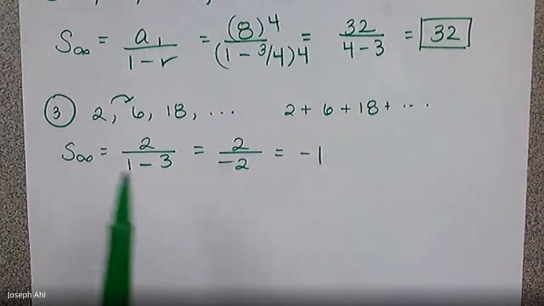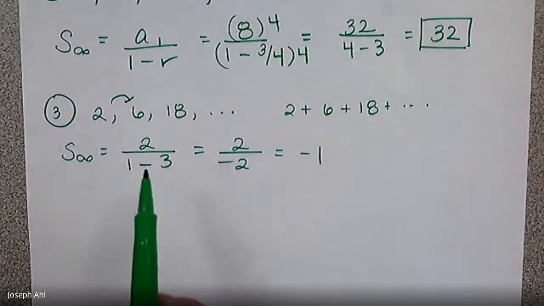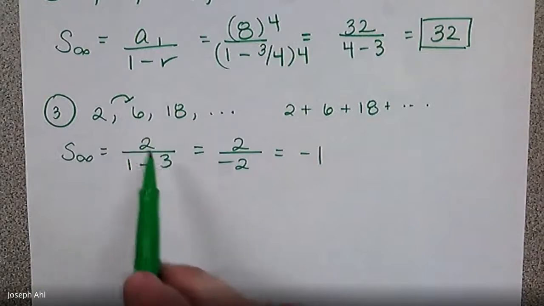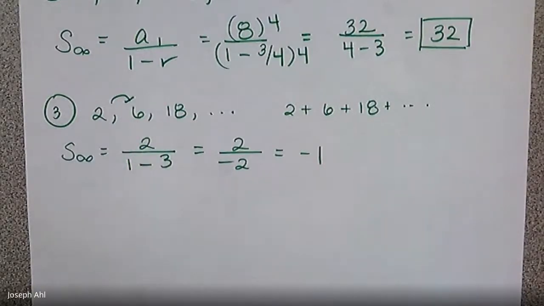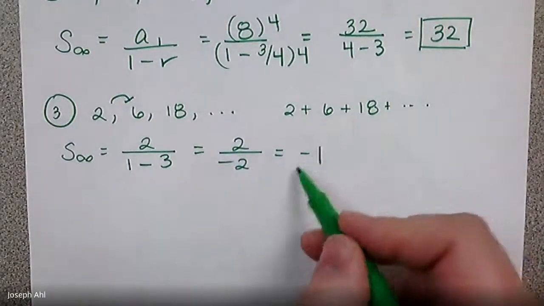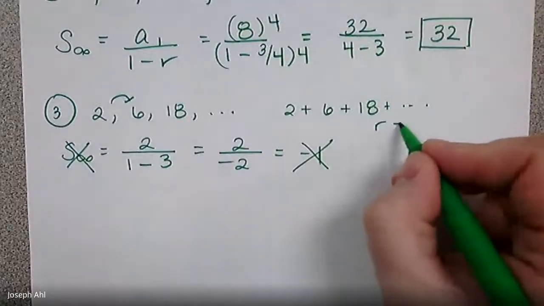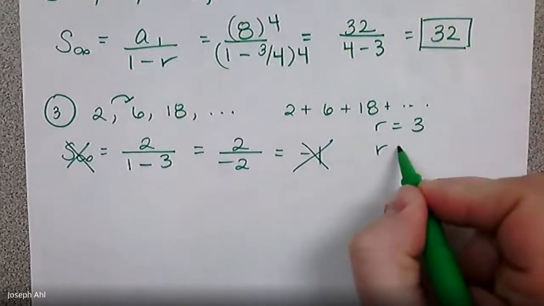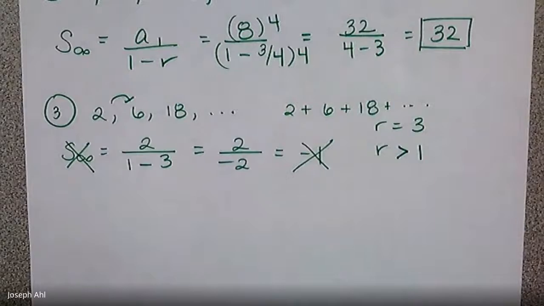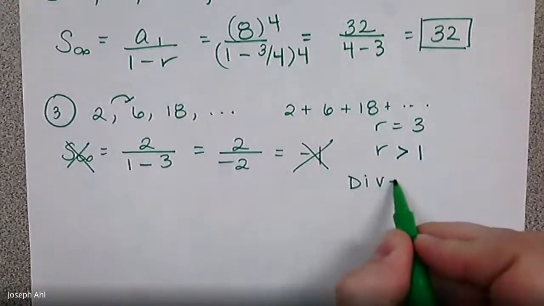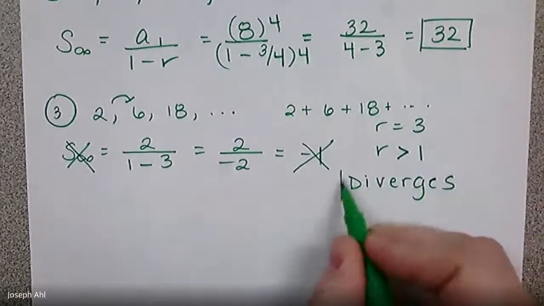Here's a little bit of a danger with infinite geometric series. You can always plug in the ratio and the first term and get an answer to pop out. But that answer only makes sense if the ratio is from 0 to 1. So this is not the correct answer. You cannot find the infinite sum because the ratio is 3. And since the ratio is bigger than 1, we would say that this series diverges.